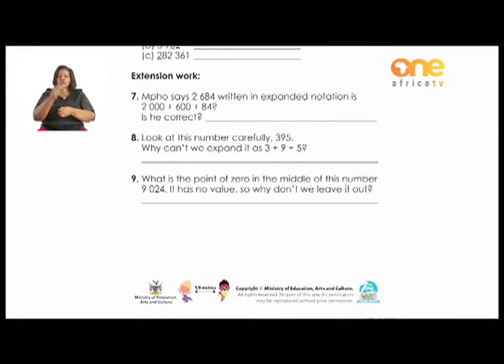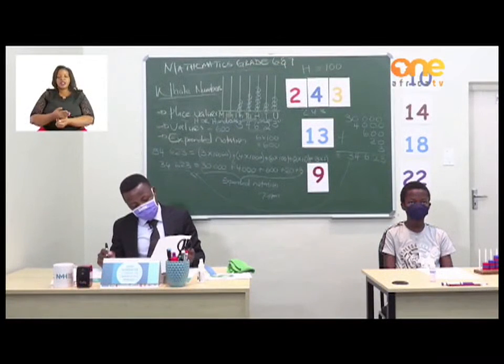It has no value, so why don't we leave it out? So you have to give a reason there. So number 8 and 9, you have to give reasons. So yet, you have to go through what I have said and pick up the reason. Why are we not leaving it out? So that is the activity.